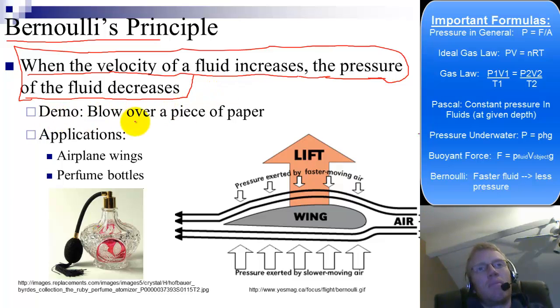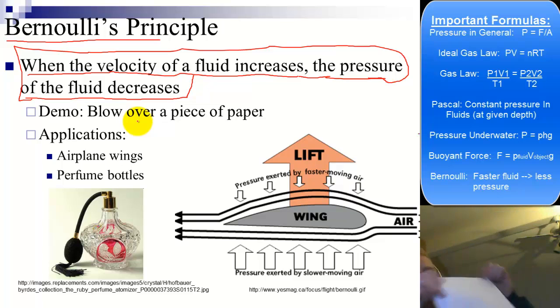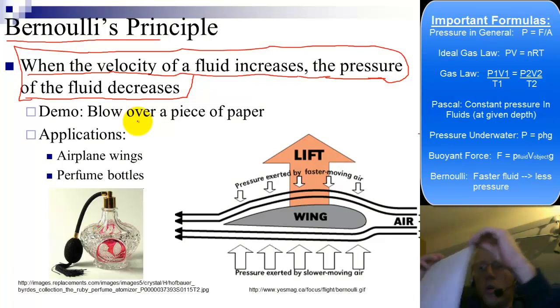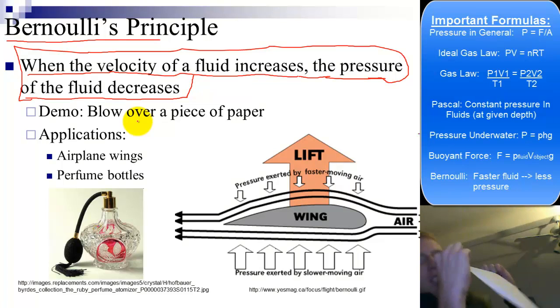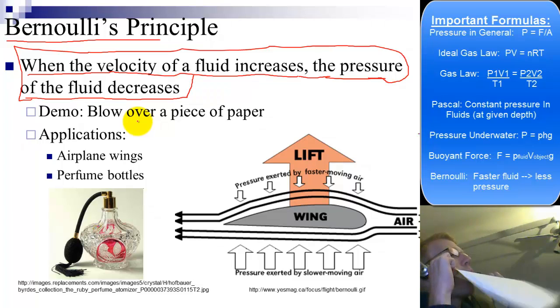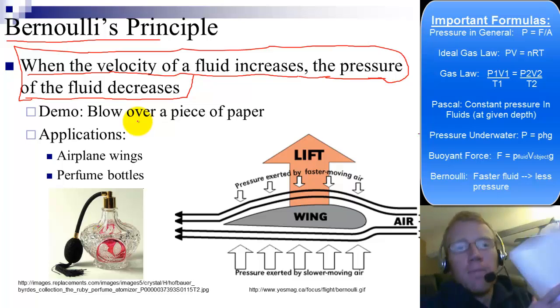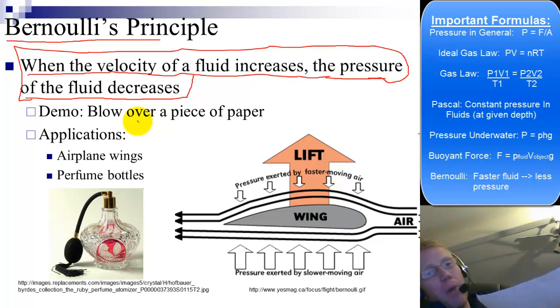Okay? So as a demo, you can blow on a piece of paper. Let me get a piece of paper and show you. So if you take a piece of paper like this, hold the two ends gently. Hold it so it's falling off to the side like this, and then put it right under your bottom lip, and blow over the top of it. Let's see if this works. Okay, so I'm actually blowing above the piece of paper.